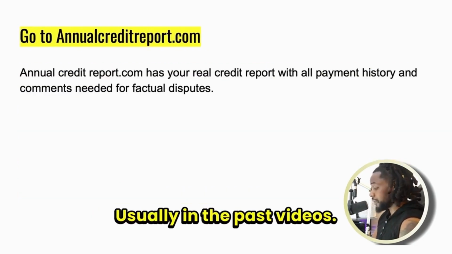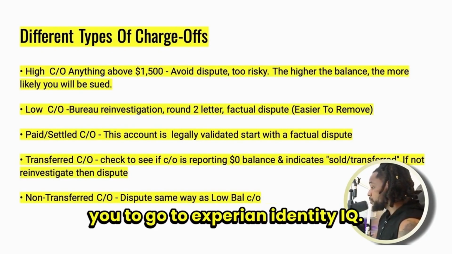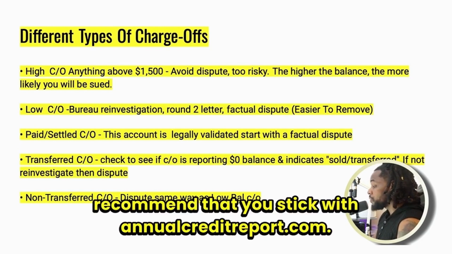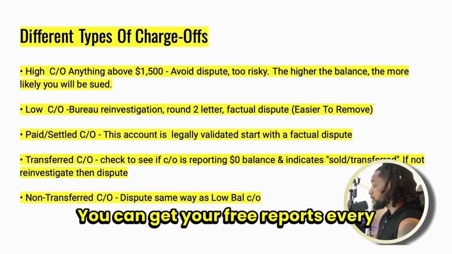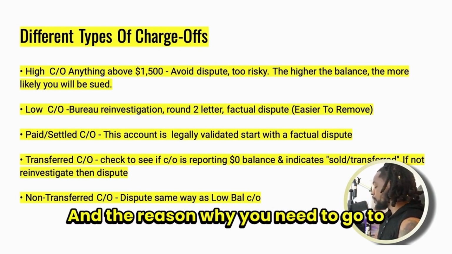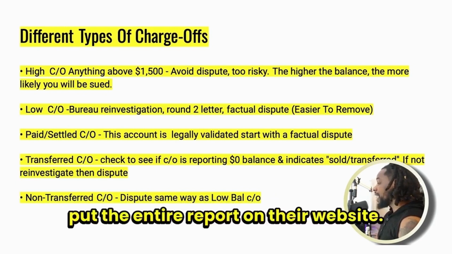Usually in the past videos, I've told you to go to Experian, Identity IQ. But for this one, I'm going to recommend that you stick with annualcreditreport.com. You can get your free reports every week still as of February 1st, 2024. And the reason why you need to go to annualcreditreport.com is because a lot of companies don't actually put the entire report on their website.